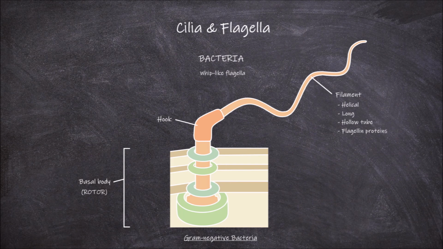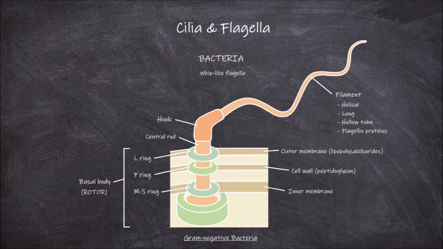Gram-negative bacteria have 4 rings in their basal bodies that are connected to a central rod. The outer L ring is associated with the lipopolysaccharide outer membrane. The P ring is associated with the peptidoglycan cell wall. The inner MS rings are associated with the inner membrane. The last ring is the C ring, which sits in the cytoplasmic space attached to the MS ring.